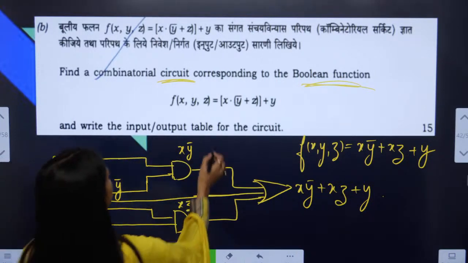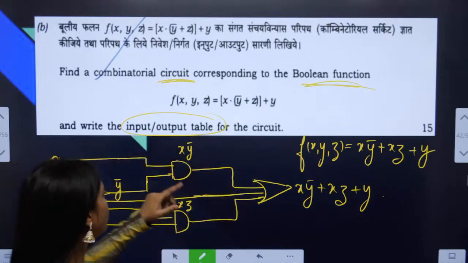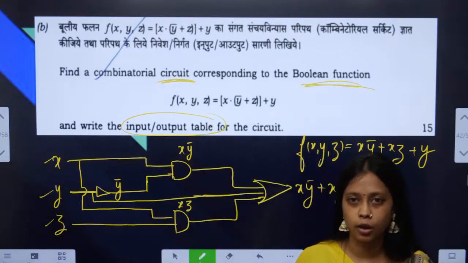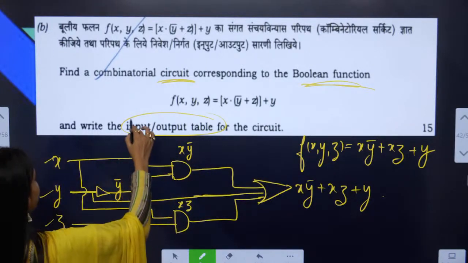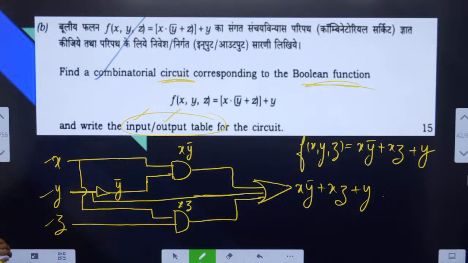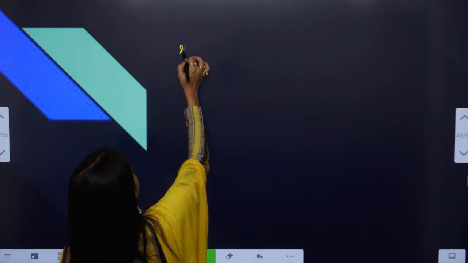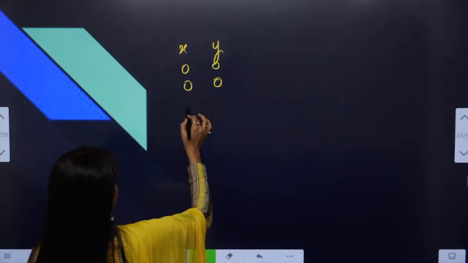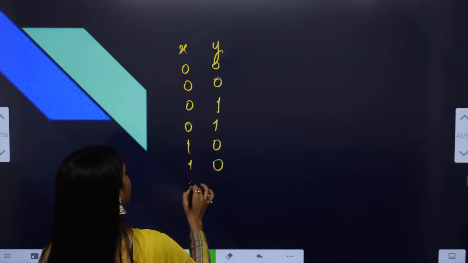There was one more question for the table. For the input in a Boolean function, what are the choices? 0, 1, 0, 1, 0, 1. So how many combinations can you make? 2, 2, 2, total 8. So in the table it will have 8 inputs and 8 outputs. So this will be like x, y: 0 0, 0 1, 1 0 and 1 1.